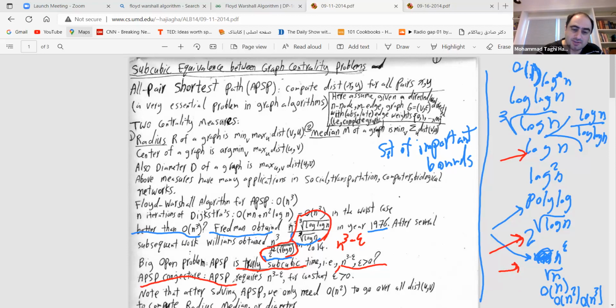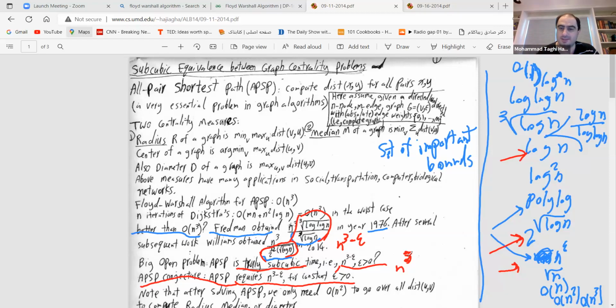And actually the conjecture is that for any epsilon greater than 0, you need n to the 3 minus epsilon. In some sense, you want to say that n to the 3 is something that you cannot do anything better than. For this problem, there is no constant epsilon such that you can get n to the 3 minus epsilon. Good. So is it clear so far?